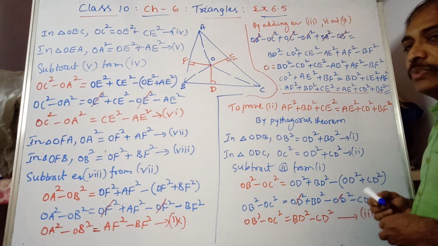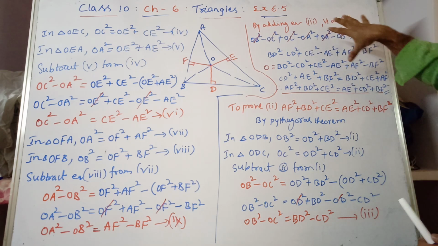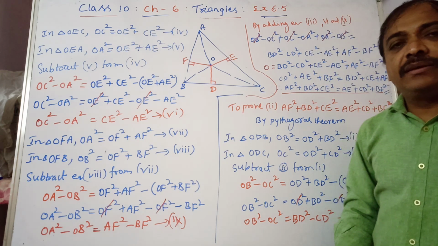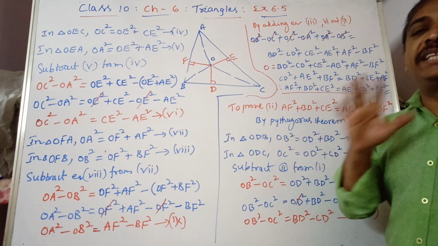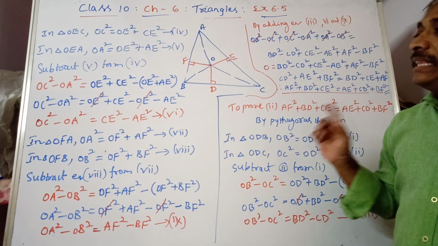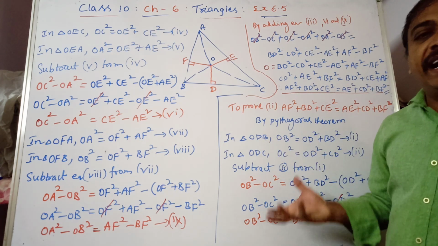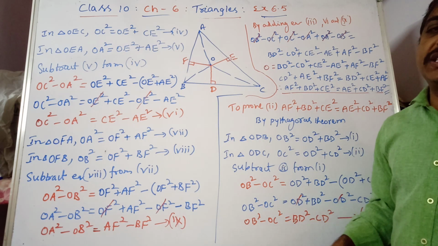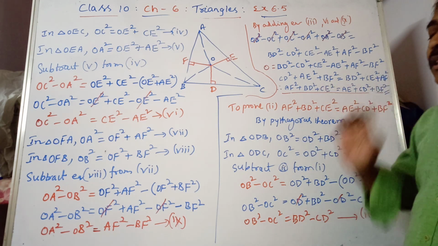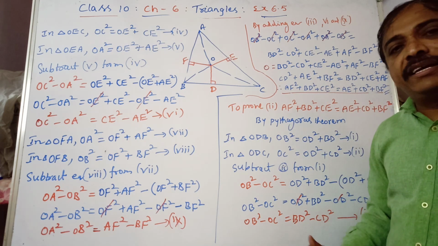This is how we prove it. So to prove all this, which concept are we using? By applying only the Pythagoras theorem and adding or subtracting the equations, we are approaching the result. Is it clear, students?